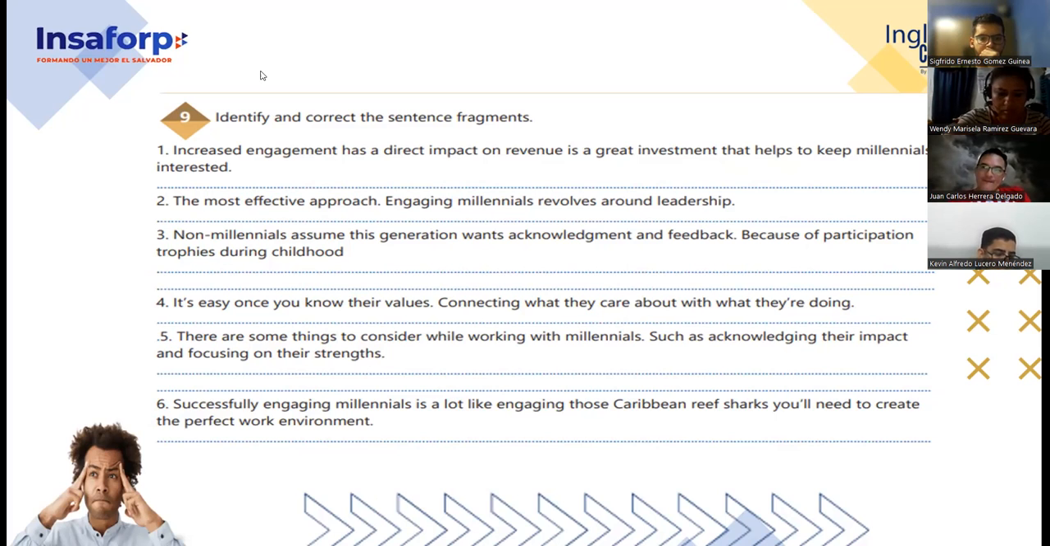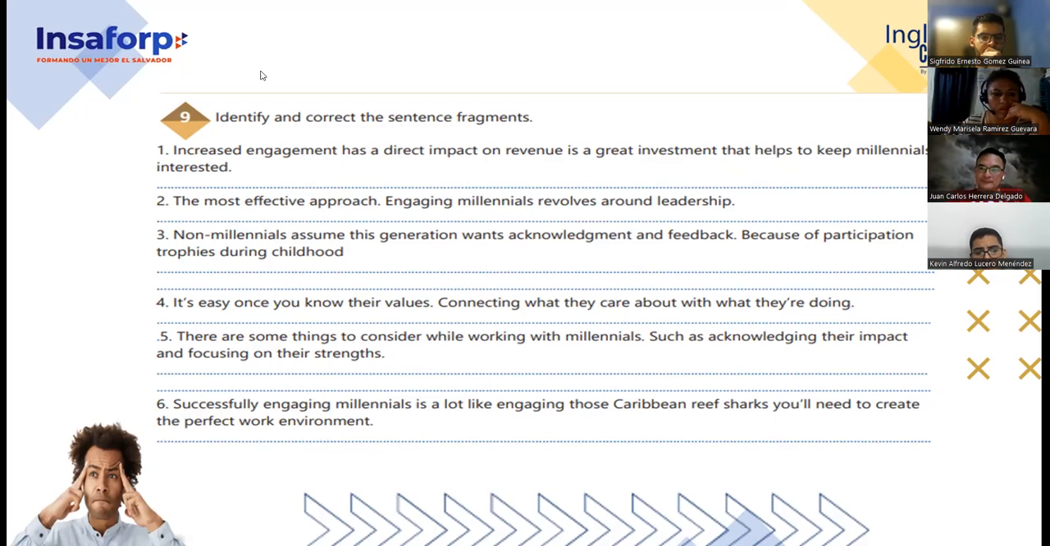During childhood, no, because childhood is a noun. So, okay. Yeah, because of participation trophies during childhood, only if we use the period, because of participation trophies during childhood, it wouldn't make sense. So that's why we need to connect this idea with the previous one. That's why it's recommendable to use the comma. Okay, thank you. So that will be for the number three. So non-millennials assume this generation that wants acknowledgement and feedback, comma, because of participation trophies during childhood.